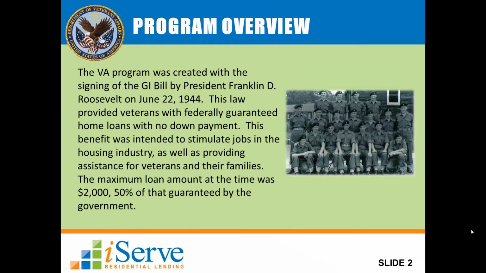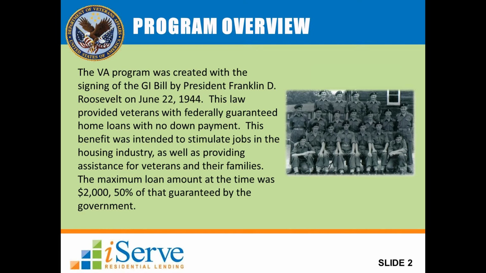All right, first of all, just a little overview of what the VA program is, and I know everybody's very astute, and you probably know that the VA is either the Veterans Administration or the Department of Veterans Affairs. And really the program came into being when President Roosevelt signed the GI Bill during World War II. Basically, this portion of the bill served 2 purposes. It was to, 1, stimulate the housing market and stimulate jobs within the housing industry, but also provided valuable housing assistance to veterans and their families.